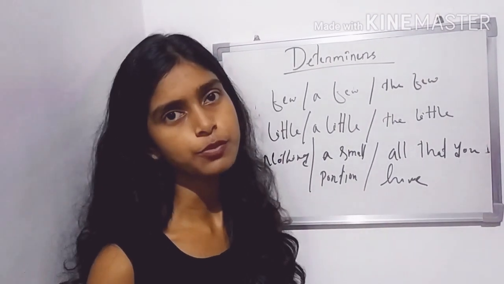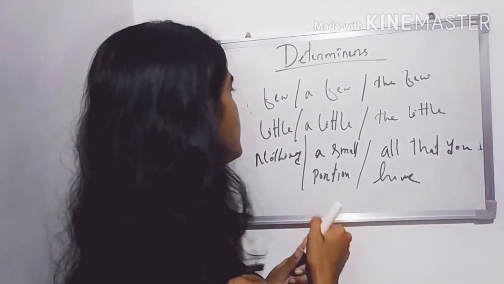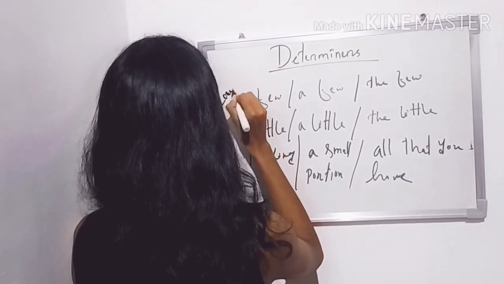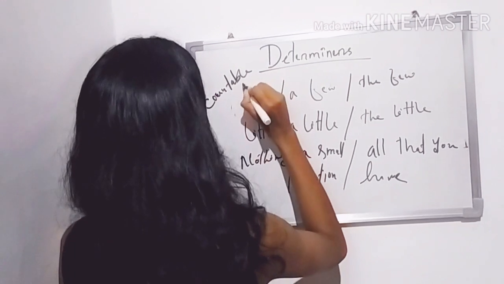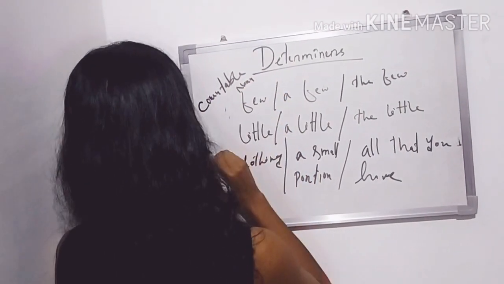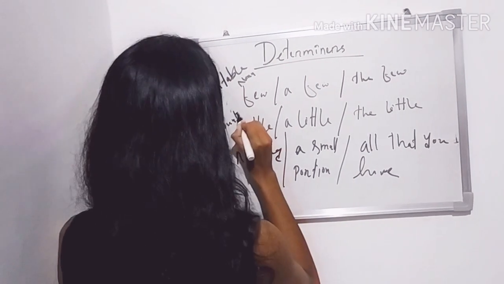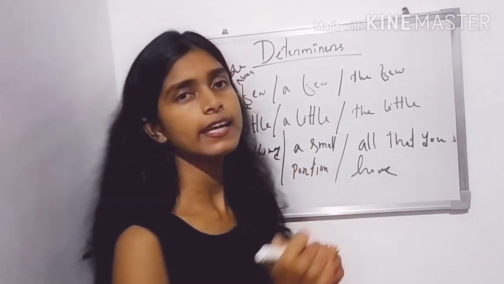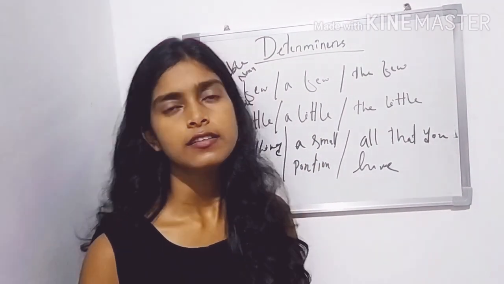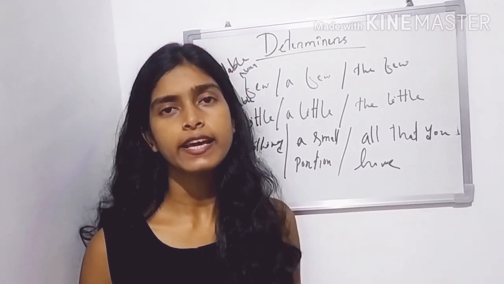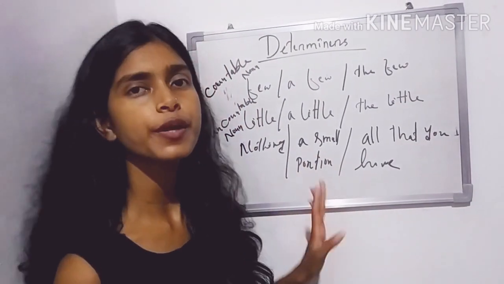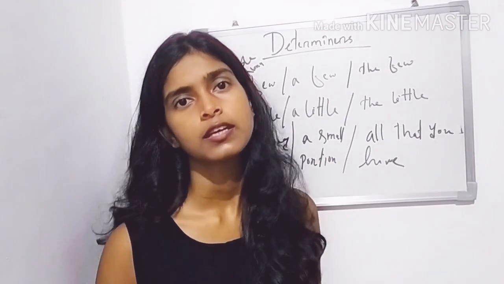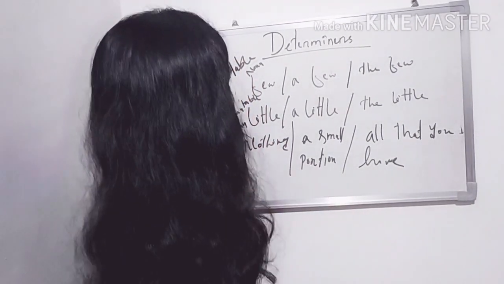Then what is the difference between them? The difference is few is used with countable nouns, and little is used with uncountable nouns, like water, hair, or abstract nouns like help, happy. In these cases we will use little. And for things that we can count, like books, bags, in that case we will use few.